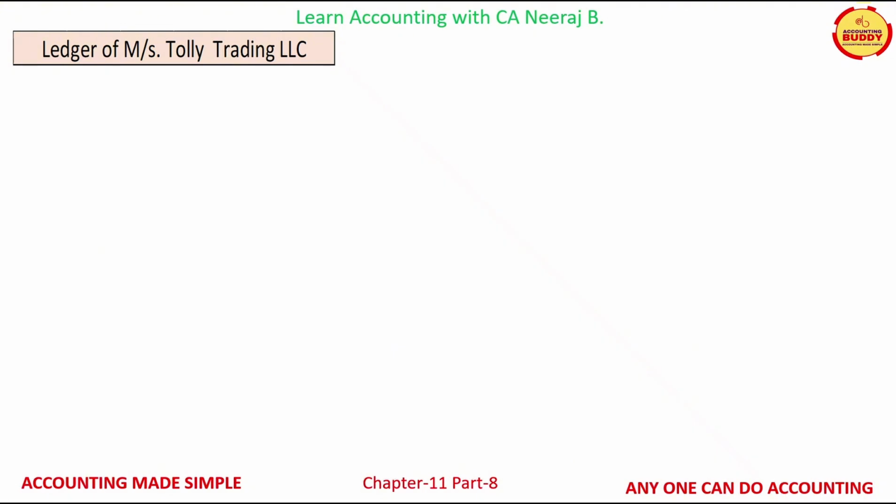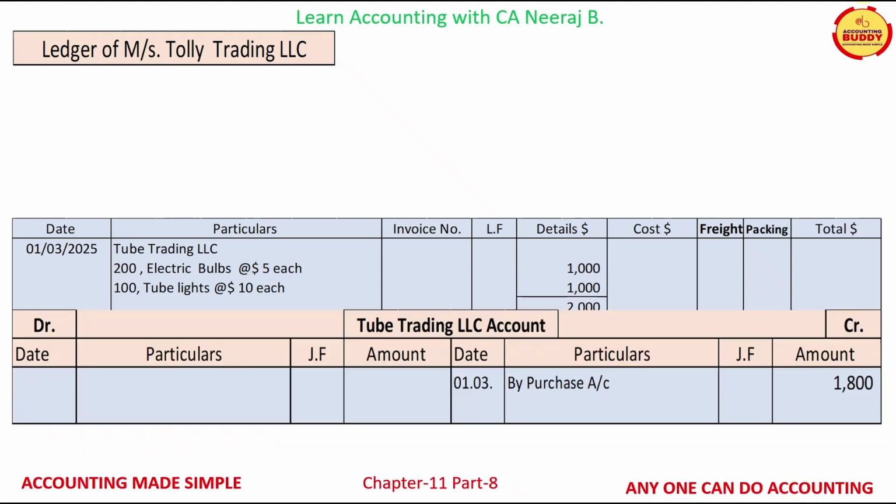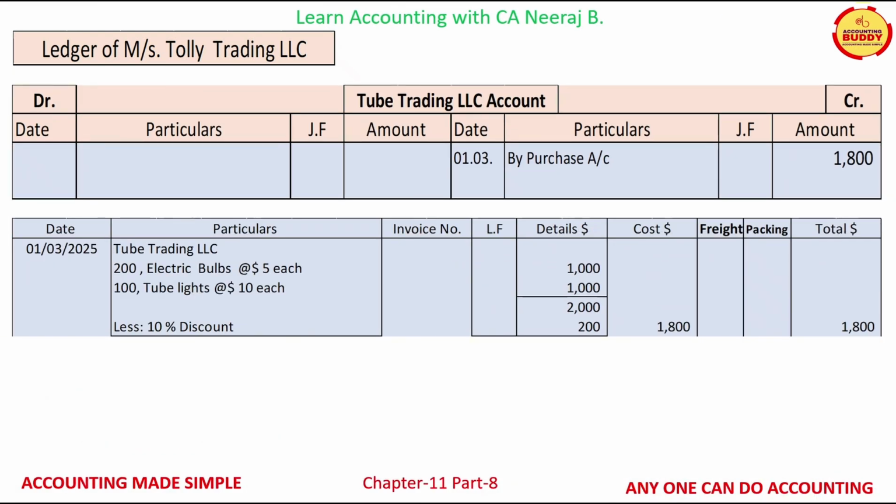The abstract of the purchase book related to the goods purchased from Tube Trading LLC for $1,800 net of trade discount is displayed on your screens. This purchase transaction will be posted to the supplier account of Tube Trading LLC as displayed on your screens.